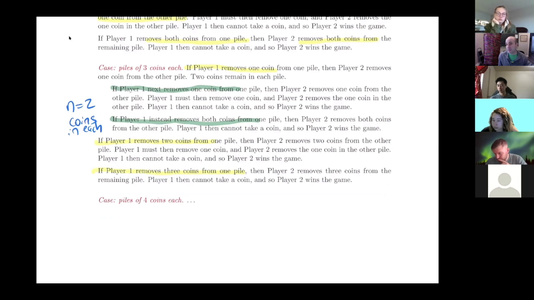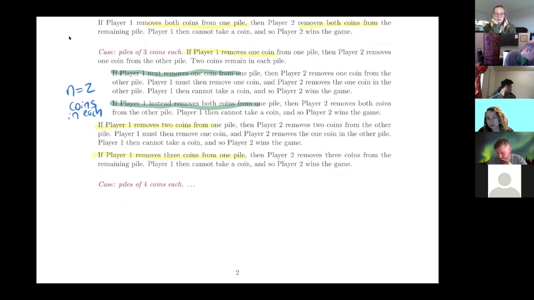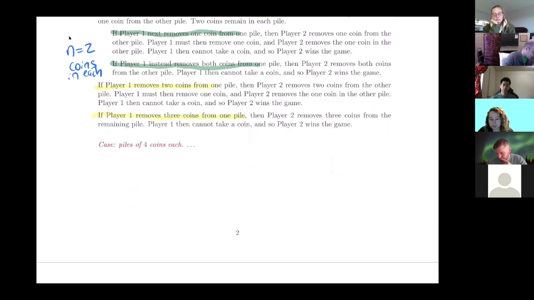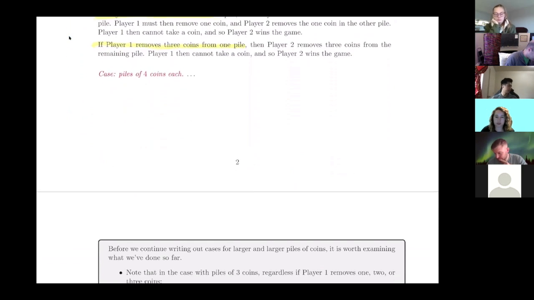This approach is effective, but it's time consuming and really long, and we'll never be able to prove that this is true for all values of n, no matter how many coins we put in each pile, since whenever we add more coins to each pile, there's another case that we would need to consider.